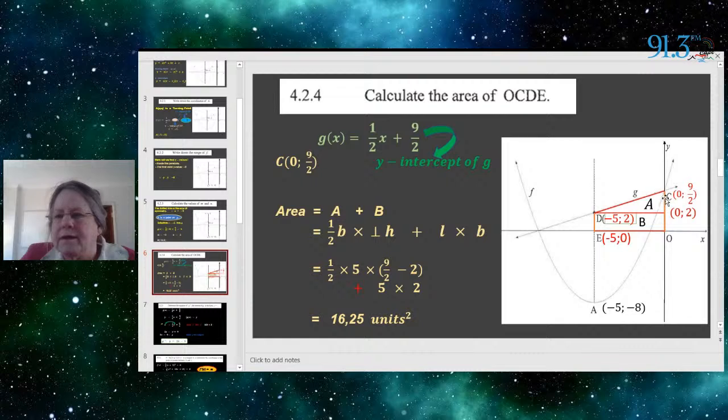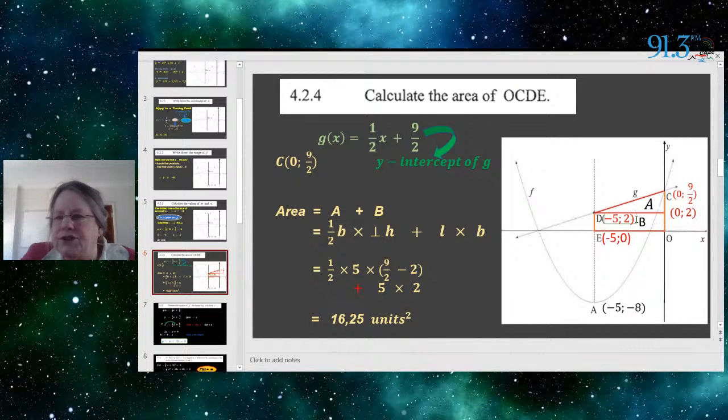If we want the coordinates of C, because we need the Y value here, and we've calculated that in the previous question. But let's go over it again. To get the Y value here, we would insert the 0 into the straight line's equation. And in your calculator, we will end up with 9/2 for that value over there.